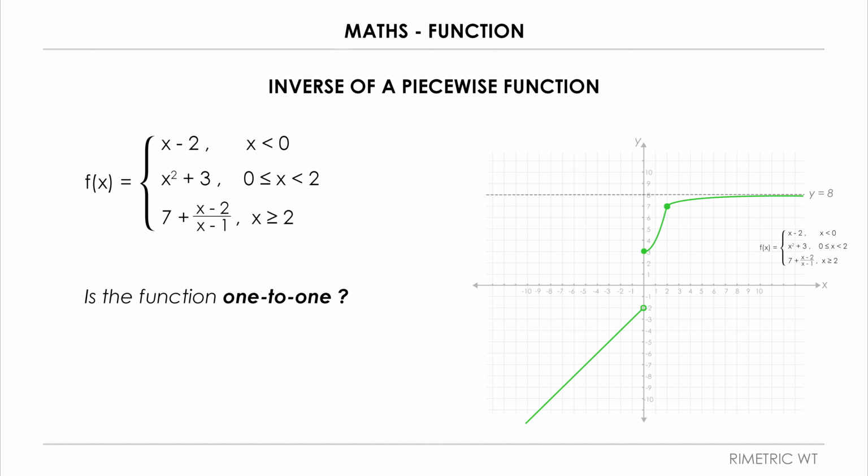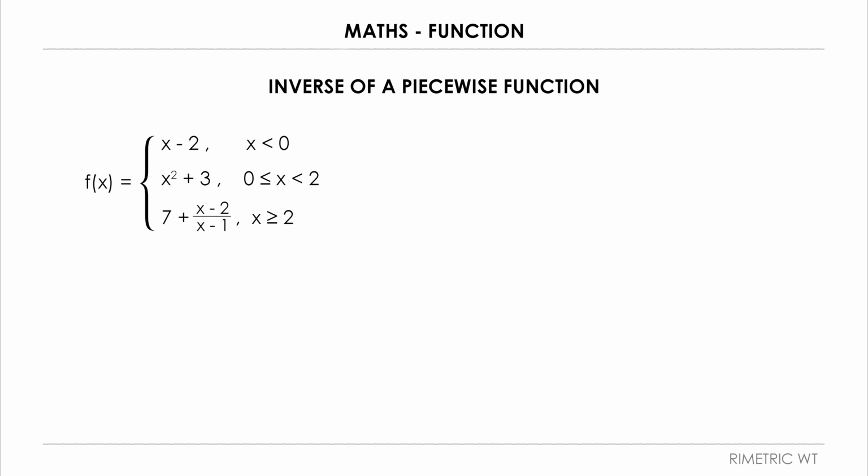Now that we have the complete graph of our piecewise function, let's test it using the horizontal line test to determine whether the function is one-to-one. As we can see, any horizontal line intersects the graph at most once. Therefore, the function is one-to-one, which means we can proceed to find its inverse. Now let's find the inverse function.